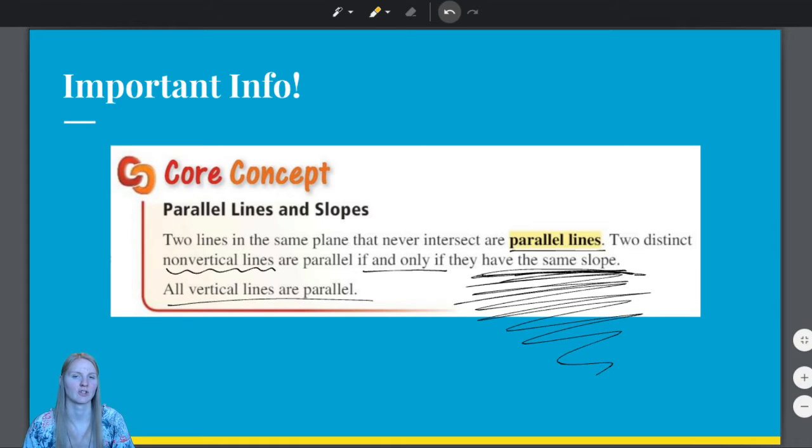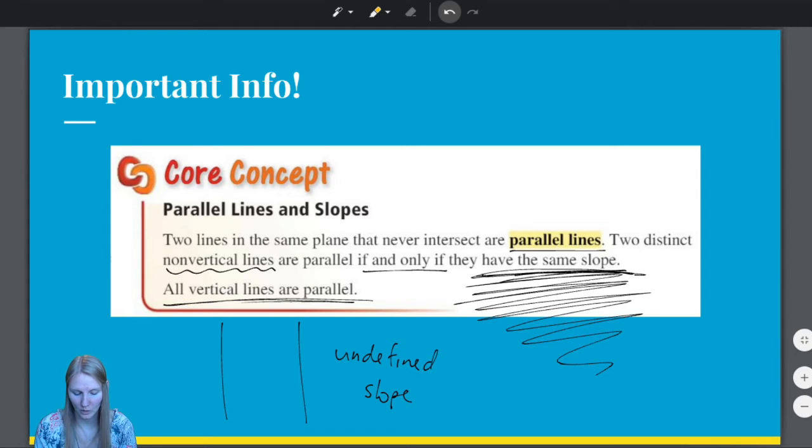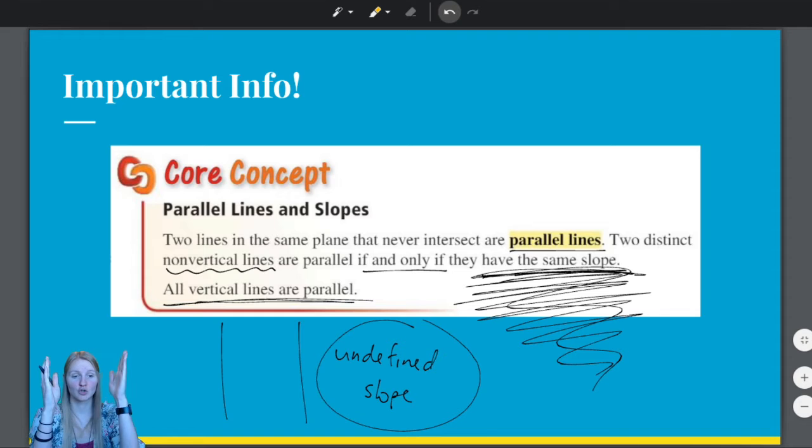All vertical lines are parallel. Now, we can't talk about vertical lines having the same slope because vertical lines have an undefined slope. So what does it mean for two undefined slopes to be equal? You can't do that. So we just say we know all vertical lines are parallel. It's not because they have the same slope, because they have an undefined slope. It's just because we can see that if two lines are perfectly vertical, they're never going to cross.